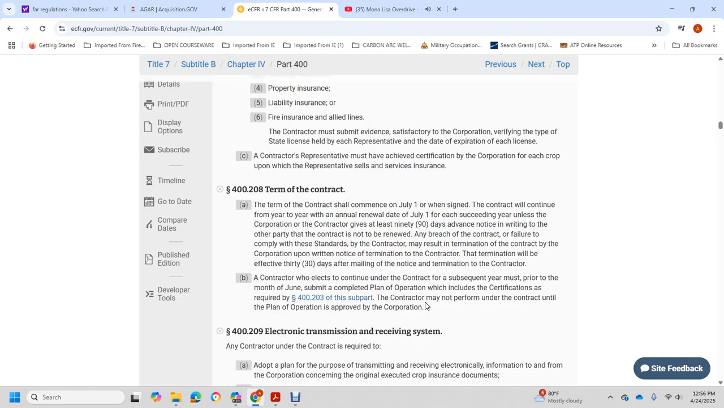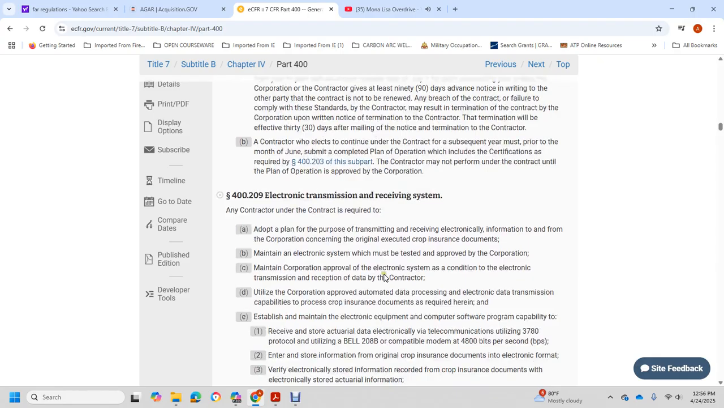402.03 Plan of operation. The contractor who elects to continue the contract must submit a complete plan of operation, including the certifications required, prior to the month of June of each subsequent year. The contractor must not perform the contract until the plan of operation is approved by the corporation.